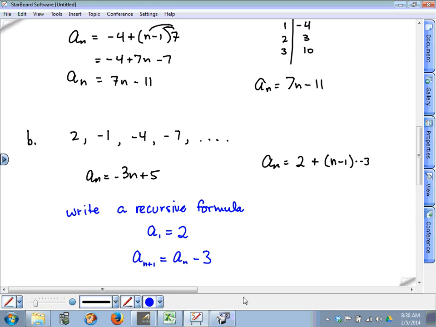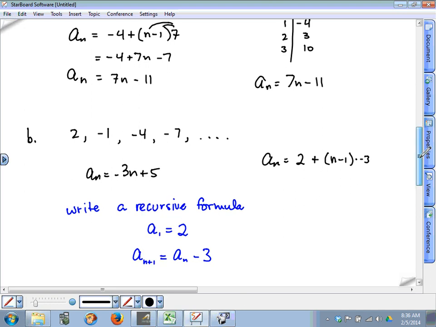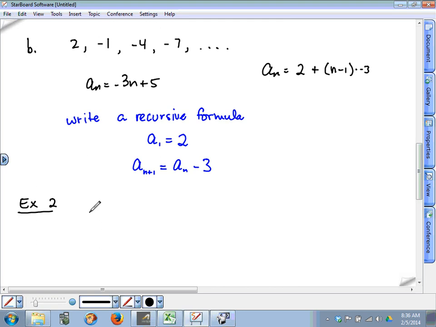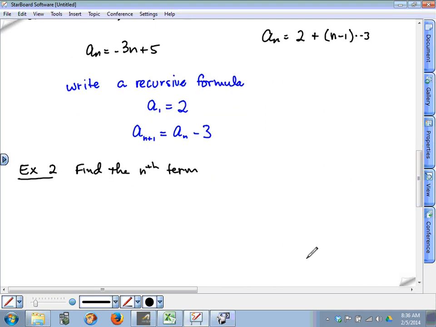Okay. This one's a tricky one. It requires a little bit of thought. I want to see how you guys do on this one. Example 2. Find the nth term. Again, all that means is write the explicit formula. But I'm not going to give you what the sequence is. I'm going to tell you the 11th term is 52.